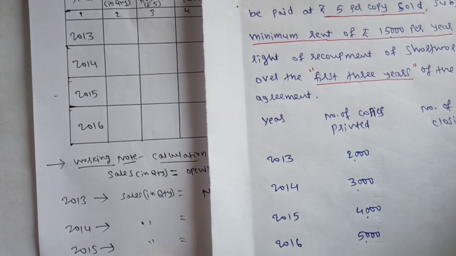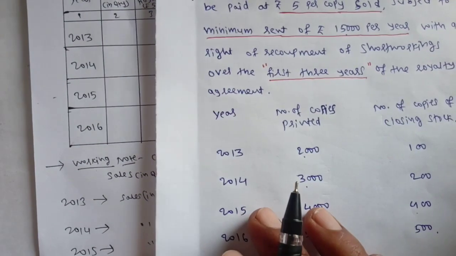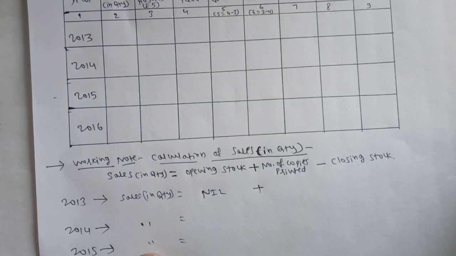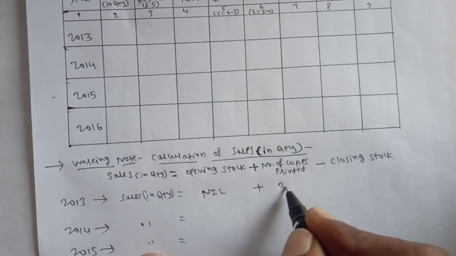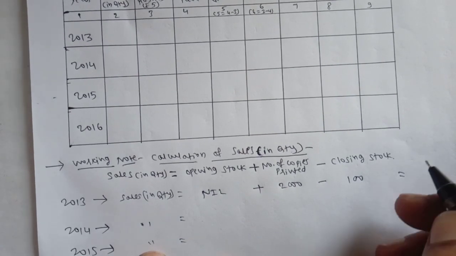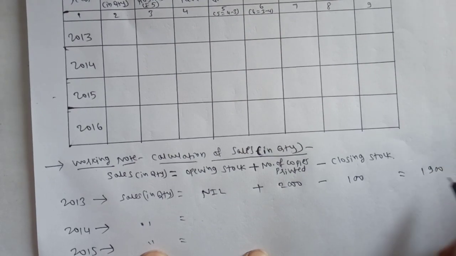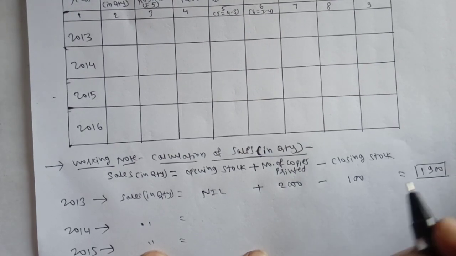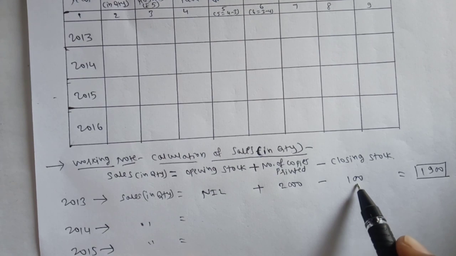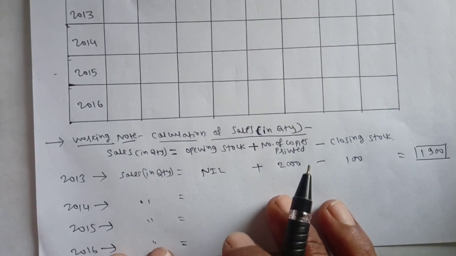So see in 2013 opening stock is nil, there is no opening stock, plus number of copies printed is 2000 and closing stock is 100. Okay, so number of copies printed 2000 minus closing stock is 100, so is equal to 1900. So this is in quantity, this is not in amount. So see in 2014, so opening stock, last year, that is 2013 closing stock will be opening stock for 2014.